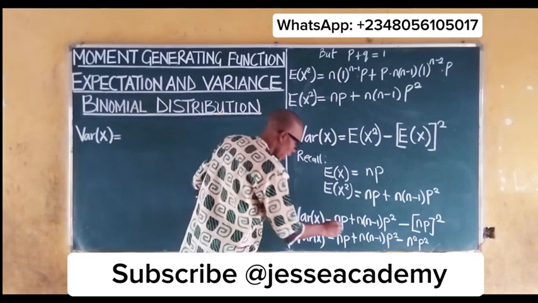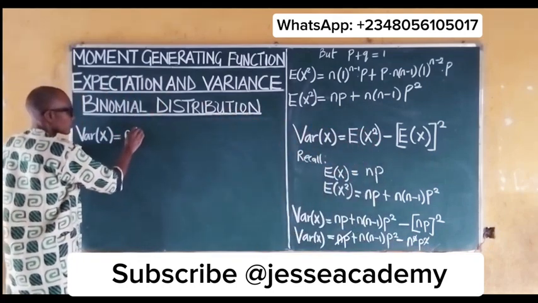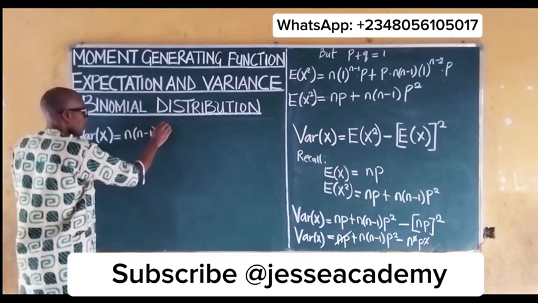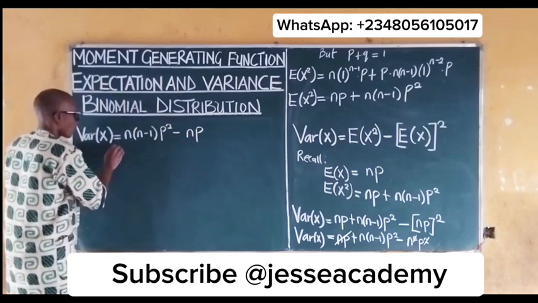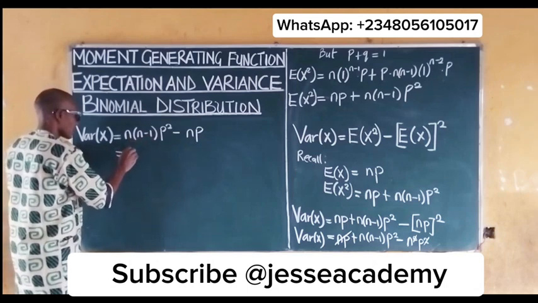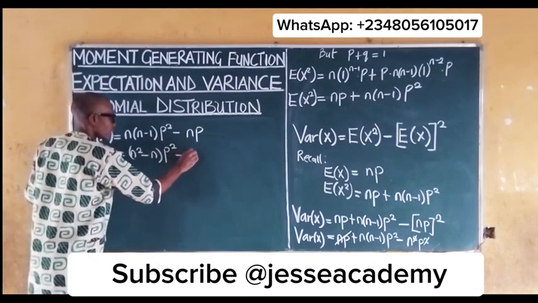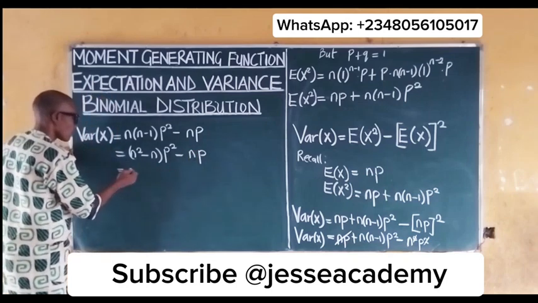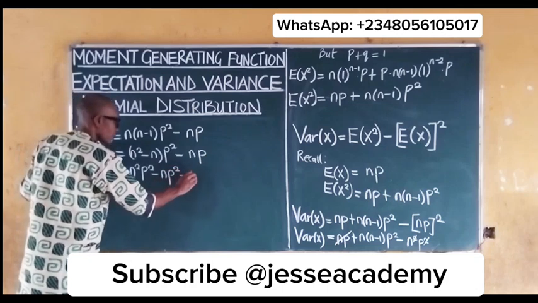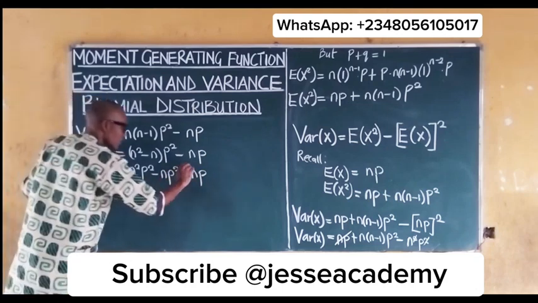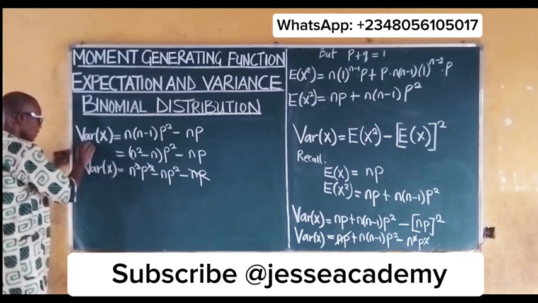Now, we have this will go into this and this. So we have n into n minus 1 p squared minus np, which is also equal to, we can open this bracket to give us n squared minus n into p squared minus np, which is equal to n squared p squared minus np squared minus np. Of course, this also can go into this. This is our variance of x.